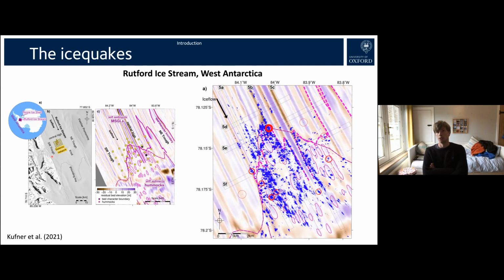There are ice quakes at a number of ice streams and glaciers on a number of scales. So we see ice quakes in Greenland at outlet glaciers. We see ice quakes in various ice streams in Antarctica. We see ice quakes in glaciers in the Alps, for example. So these sources are available in a lot of places.